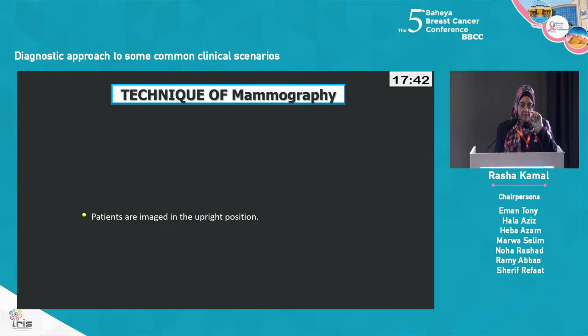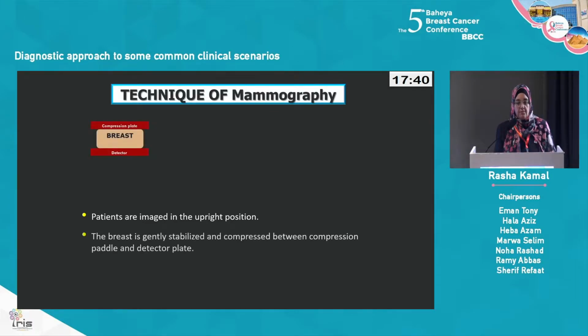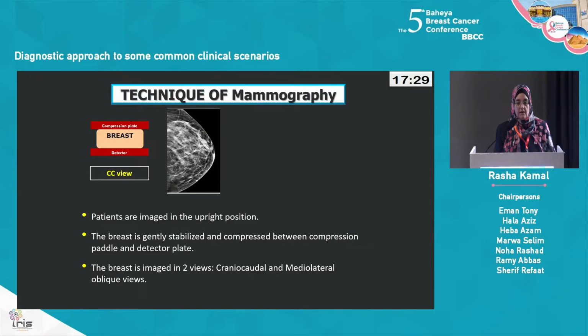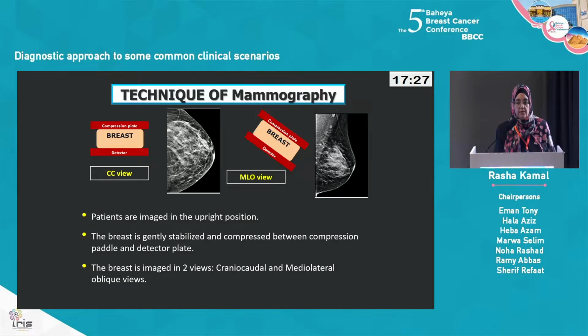For the mammogram, the patient is usually imaged in the upright position. The breast is usually placed between a compression plate and the detector. And we usually take the breast in two views. The standard views are the craniocaudal and the mediolateral oblique view.